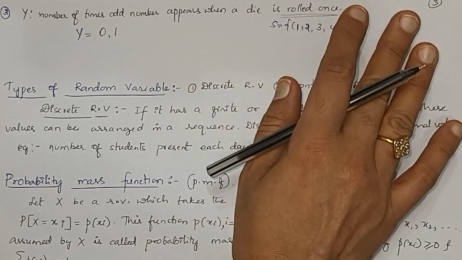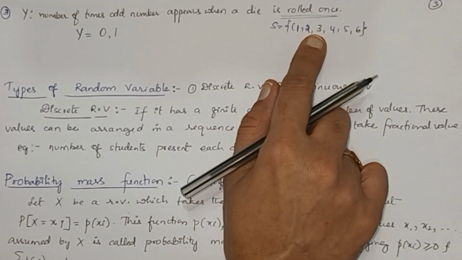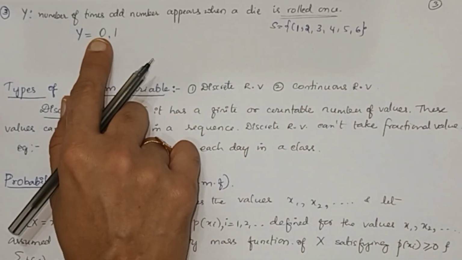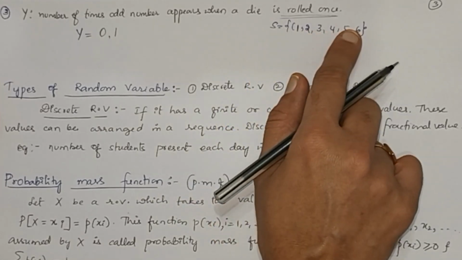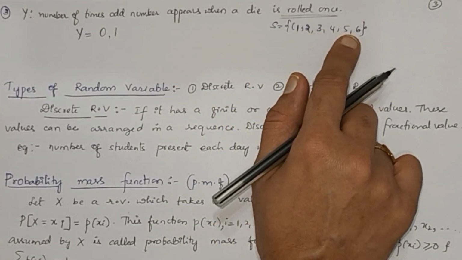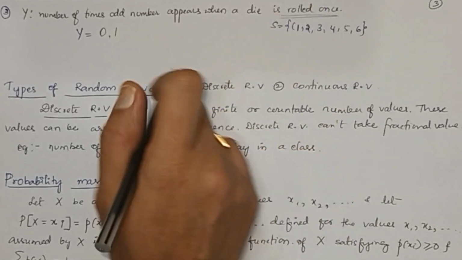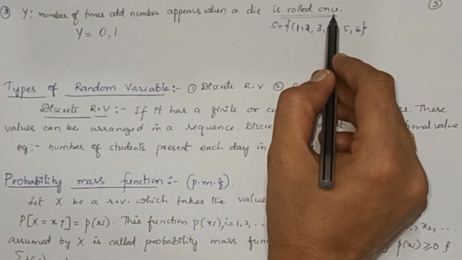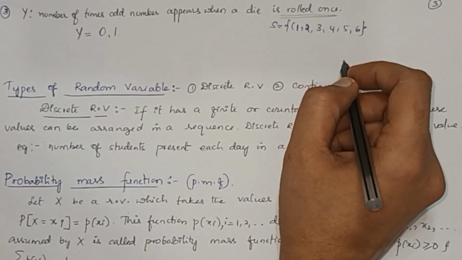Means when you roll a die, you may get 2. If you get this outcome, is it an odd number? No. So the number of odd numbers is equal to 0. If you roll a die and you get a 5, then it is an odd number. In that case, you have to count how many odd numbers: one odd number, so it is 1. Now 2 is not possible because you are rolling the die only once. So this is the meaning of a random variable.